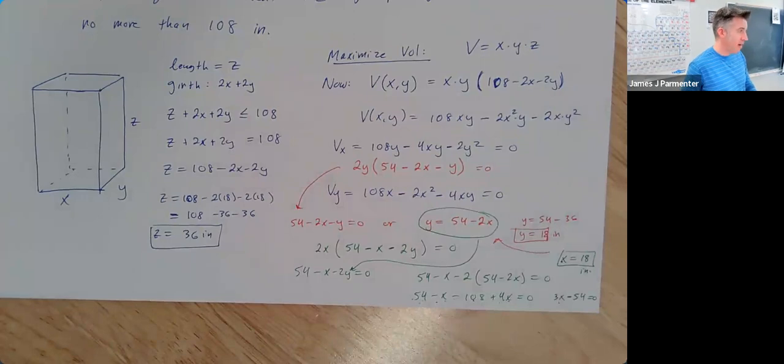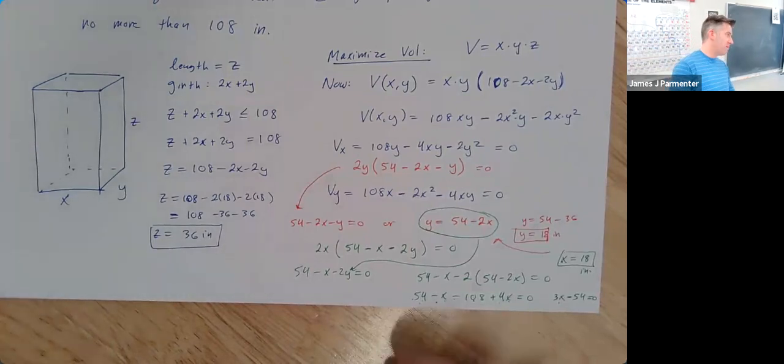The biggest by volume box that you can ship through the mail is an 18 by 18 by 36 inch box, or 1.5 feet by 1.5 feet by 3 feet box. Kind of neat.